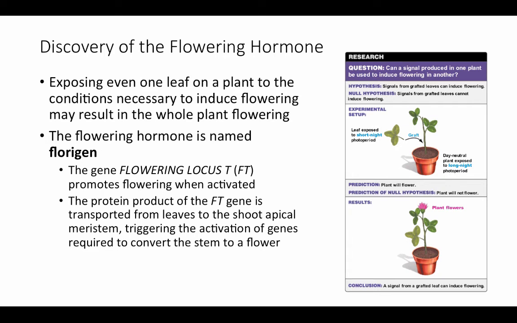The gene flowering locus T promotes flowering when activated. For a long time it was thought that this flowering hormone must be some kind of small mobile molecule, and that's pretty much what people were looking for. And then the gene flowering locus T was discovered that has the action of promoting flowering when it's activated. We discovered this through mutant studies. And it turns out that this flowering hormone is actually a protein. So the protein product of the FT gene is transported from leaves to the shoot apical meristem, triggering the activation of genes required to convert the stem into a flower.